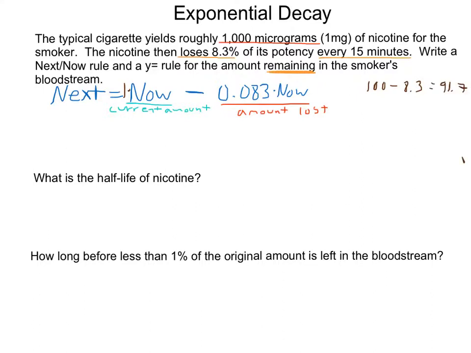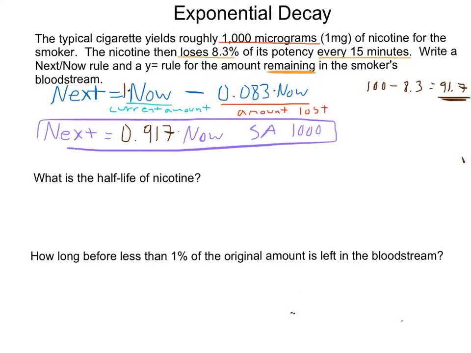91.7%. So I'm going to rewrite this rule and convert that 91.7% back into a decimal. So we're interested in how much remains every 15 minutes, and the remaining amount, if we lose 8.3%, is 91.7%. All next now rules need a starting at value. And we'll remember that this is counting in micrograms. So I have it in this nice format where it's just now times a number, and I got the starting at, so we can easily convert this to a y equals rule. And voila, y equals 1,000 times 0.917 to the x.